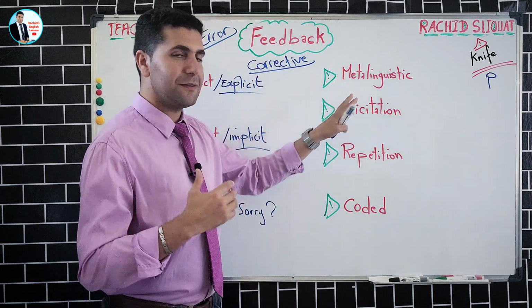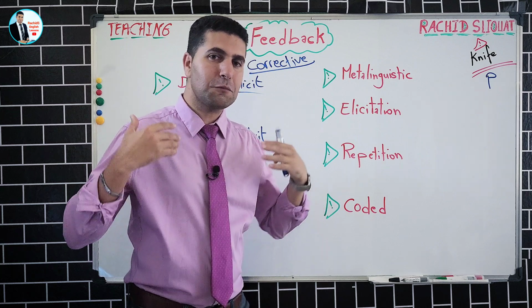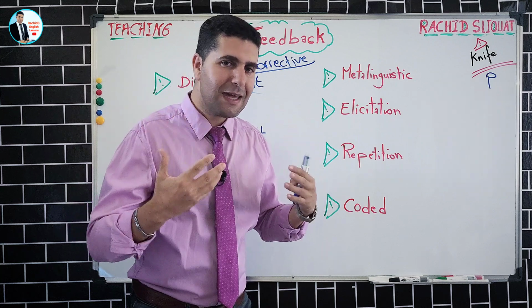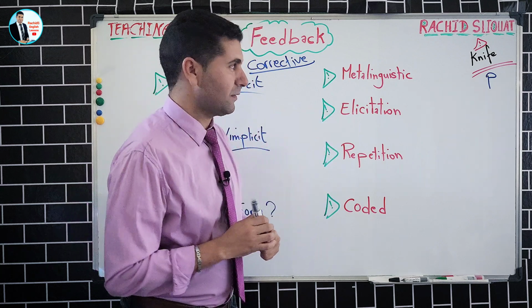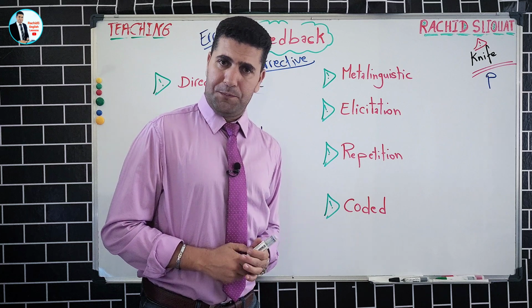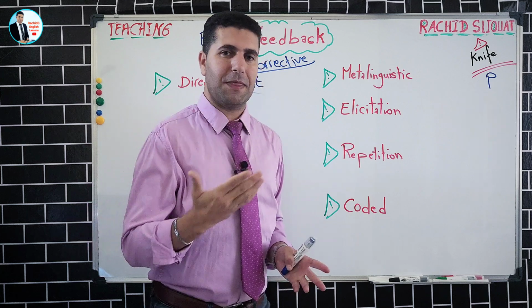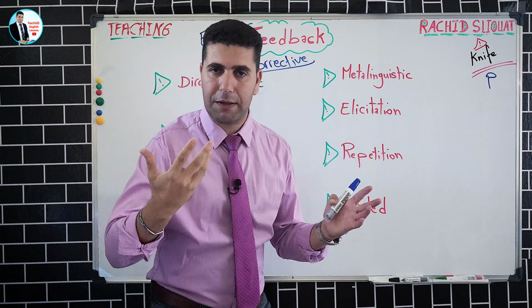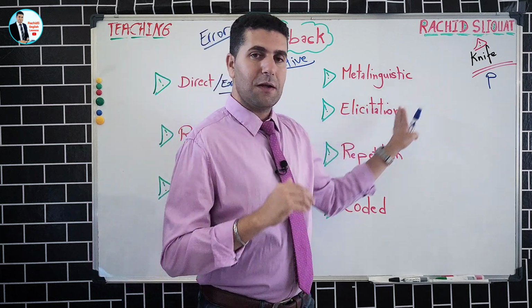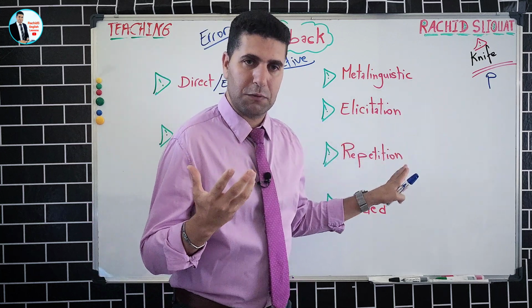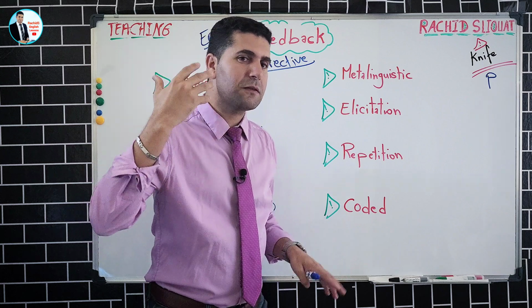Now number four is metalinguistics. Metalinguistics is when you make students think about the error. For example, you might say, do we say "knife"? This is a question that will make students think about the error, and they might correct themselves. So this is what we mean by metalinguistics. It is when you make students think about it.